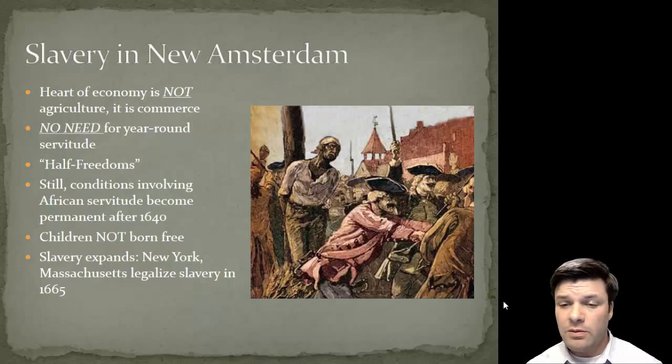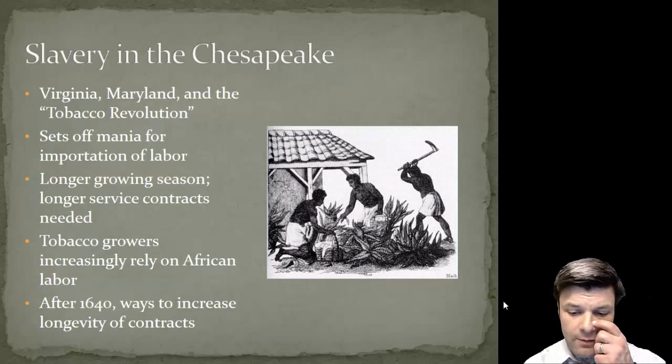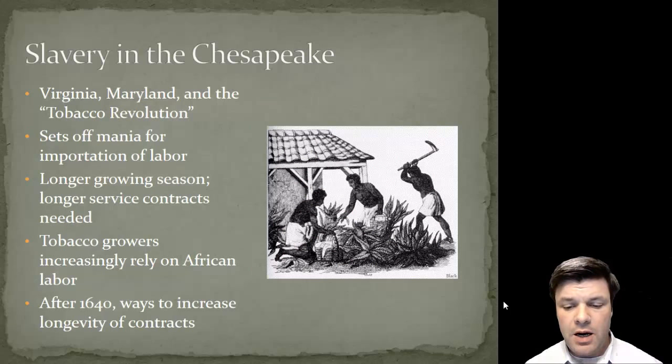In 1665, slavery is alive and well in Massachusetts, even though Massachusetts would be the first state in the country, once the United States is formed, to officially outlaw that institution. But we need to talk about slavery in another very important setting, and that'd be the Chesapeake.